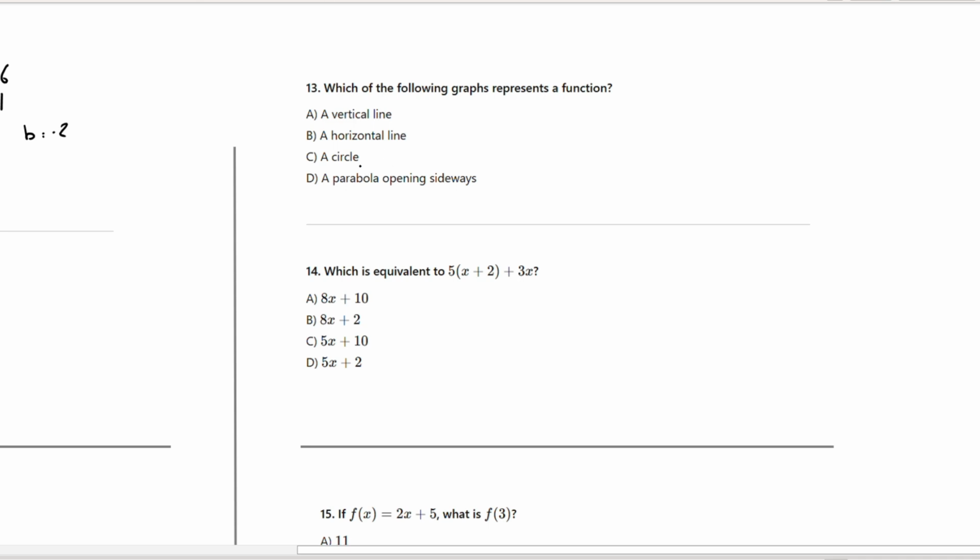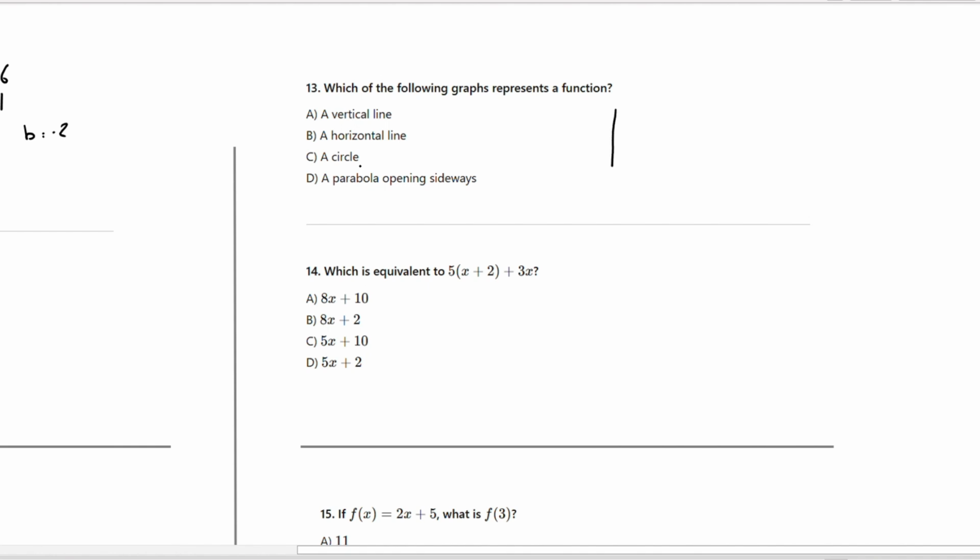In the last video, we did a set of 12 algebra regions questions. In this video, we will also be doing 12 algebra regions questions that are practice, starting with question 13. Which of the following graphs represents a function?